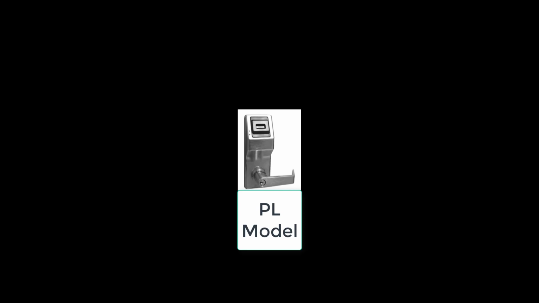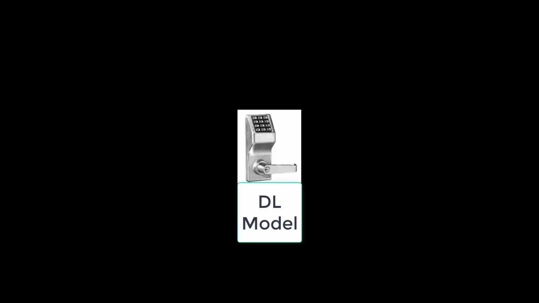The next lock is the PL model. This model contains only a prox reader. The next lock is the DL model. This model contains only a keypad.